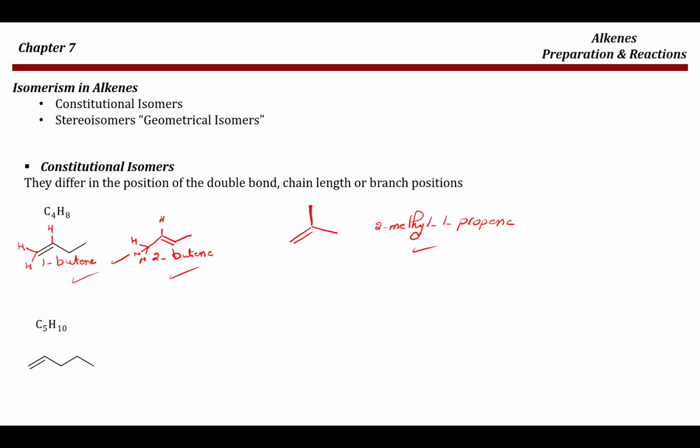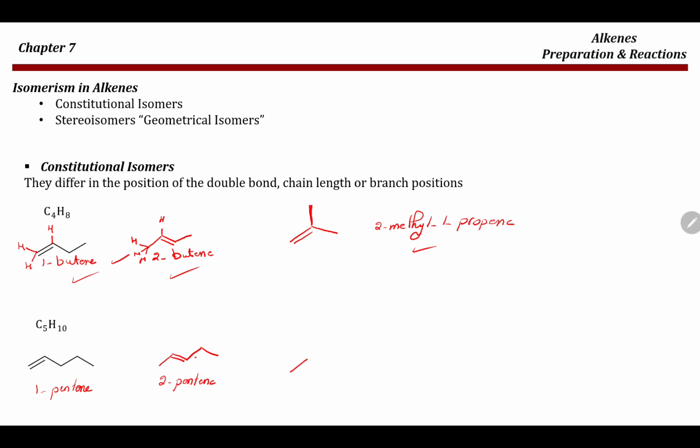Also, we can try to draw the isomers of C5H10. So this is going to be the first isomer. The second one could be just moving the double bond to this position here. So this is 1-pentene. If I move the double bond, this is going to be 2-pentene. Now, moving the double bond one more time to this position will give you the same isomer. That's why it's not going to be a different compound.